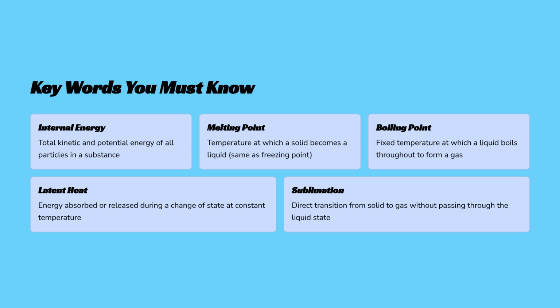Master these key terms. Internal energy is the total kinetic and potential energy of particles. Melting and boiling points are specific temperatures for state transitions. Latent heat is the energy involved in these transitions at constant temperature. Sublimation is the direct transition from solid to gas.